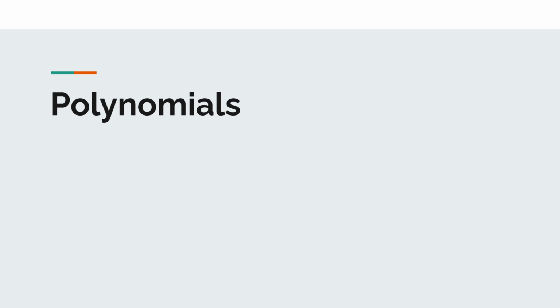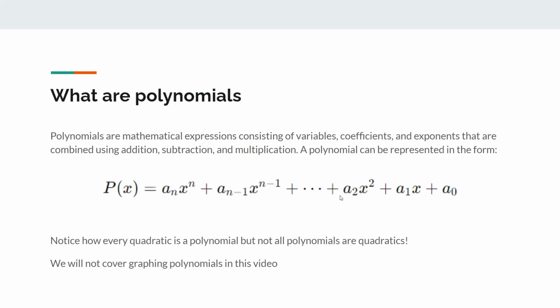This is on polynomials. So we kind of went over this last time, but we have this time as well. We're just gonna go a bit more in depth. So what are polynomials? They're just mathematical expressions. At the end of the day, they consist of variables, coefficients, and exponents. You combine these using addition, subtraction, and multiplication.